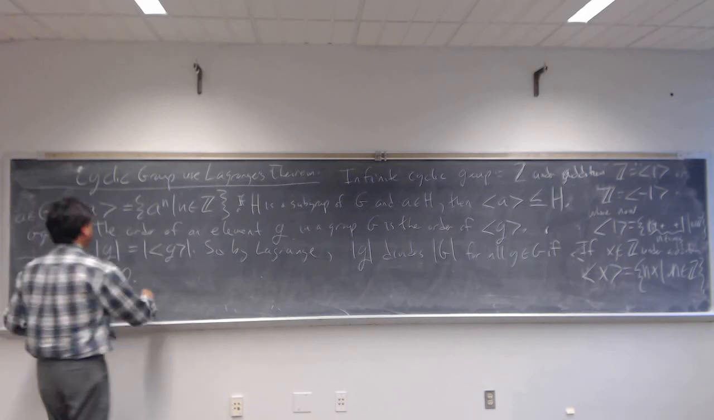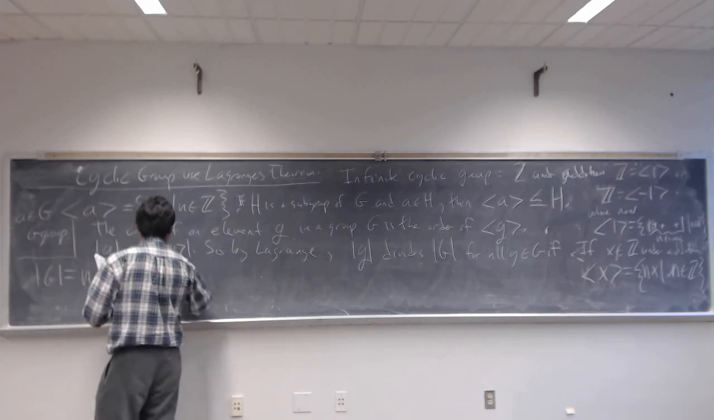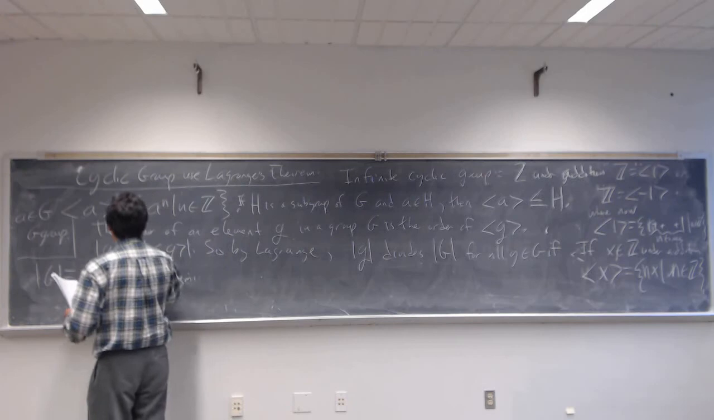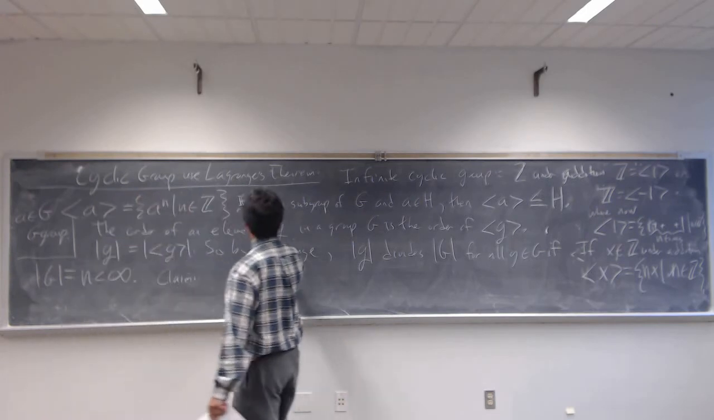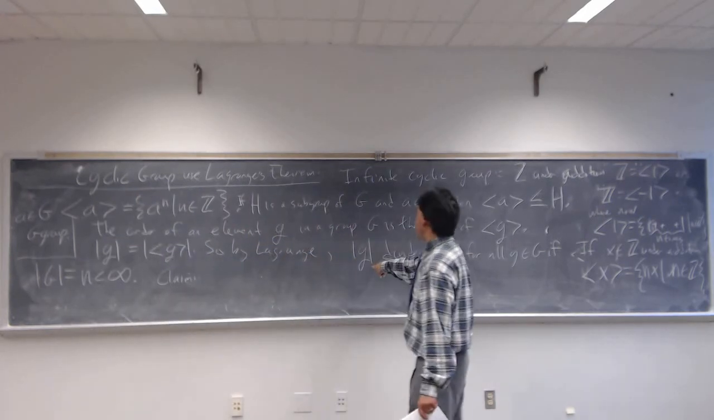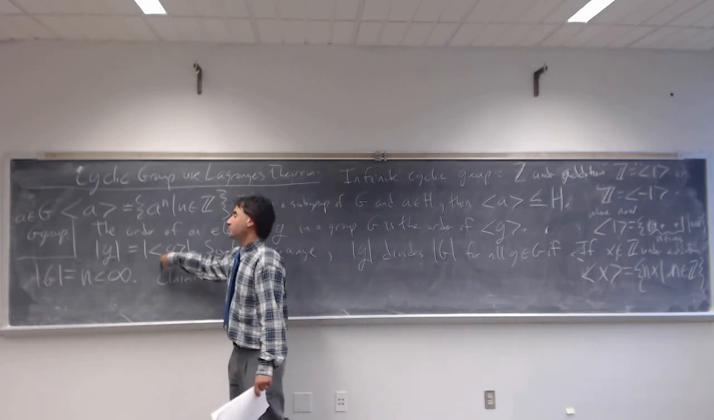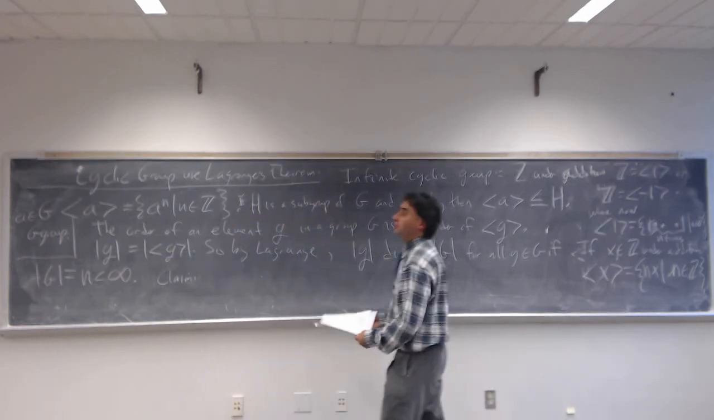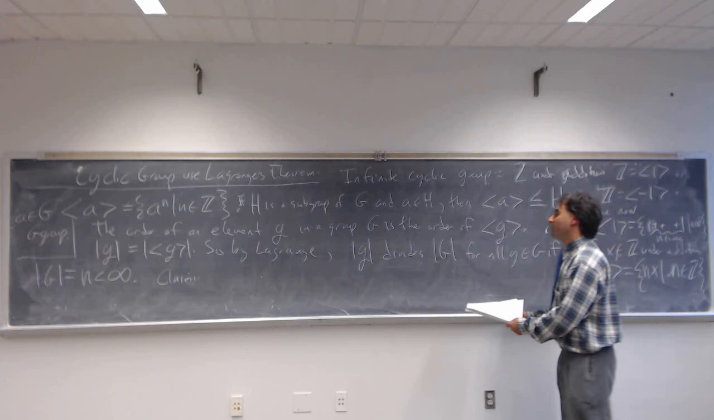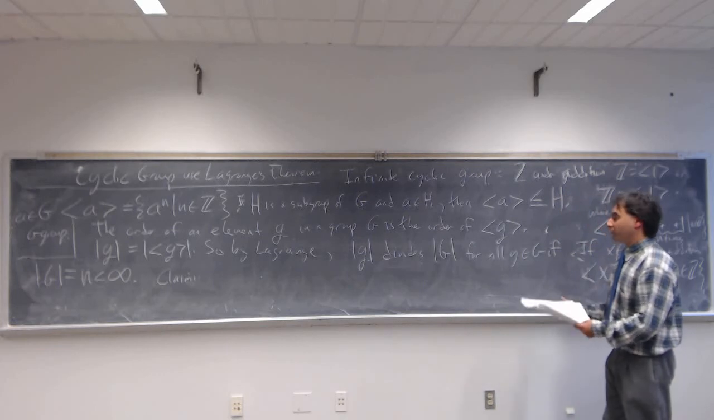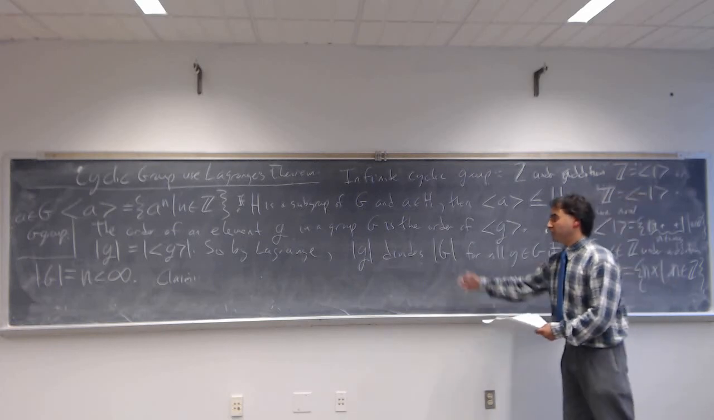So the claim is... so why is that? Before I make my next claim about another fact, why is that? This is the same as the order of this cyclic subgroup. This is a subgroup of G. So by Lagrange, the order of any subgroup, cyclic or otherwise, divides the order of G.